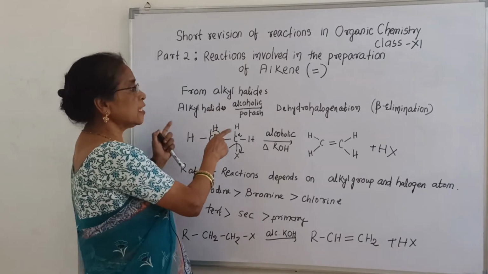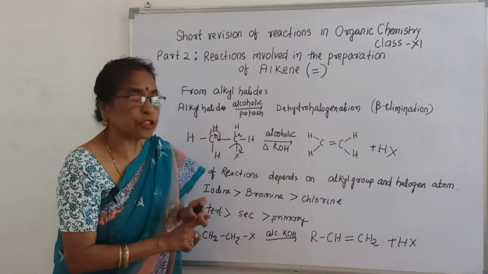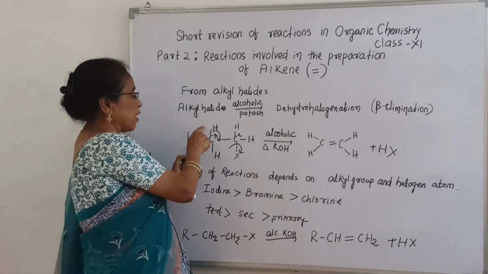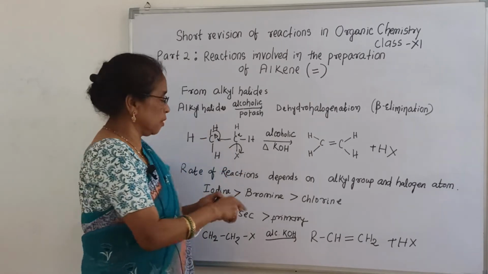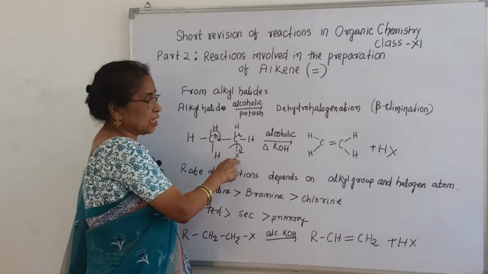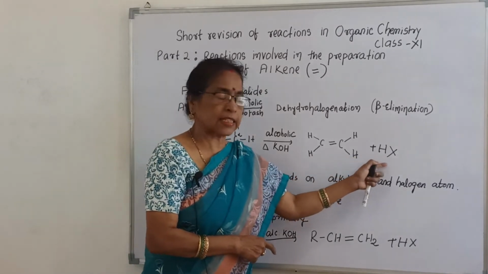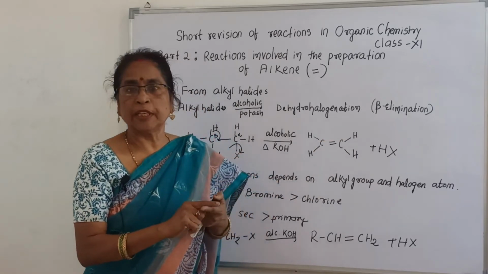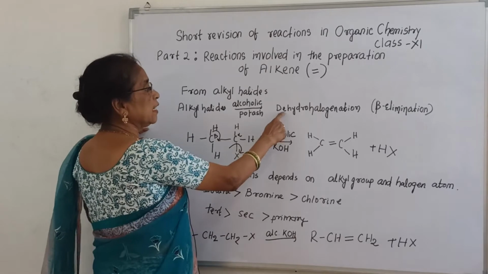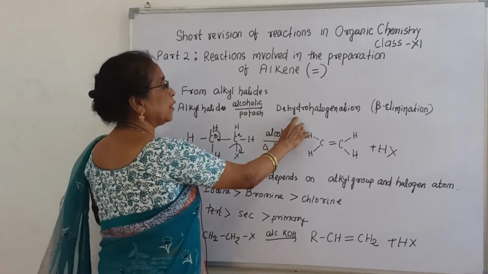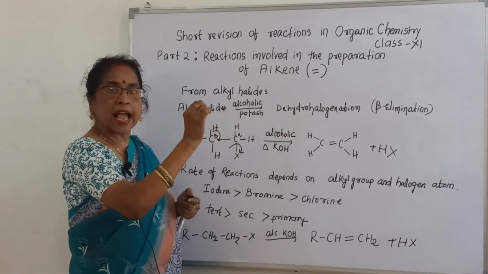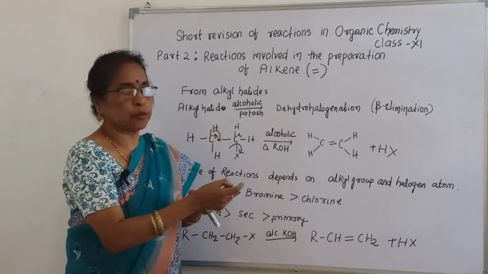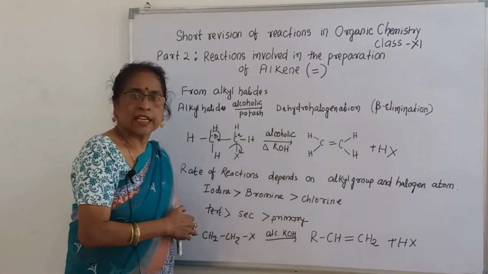Again see, why is it called beta elimination? Because from the beta carbon you take one hydrogen, and from the alpha carbon you take one halogen X. It gives the byproduct HX, and alkene is the main product, and that is why it is called a beta elimination reaction. Here D means removed, and hydrohalogenation means H and X: hydrogen is removed, halogen is removed. That means you can see HX removed.